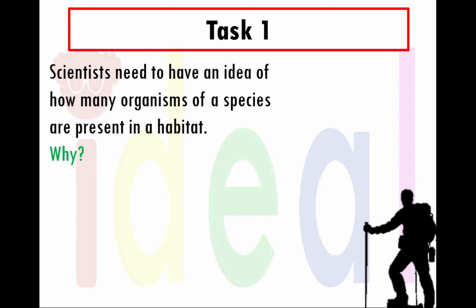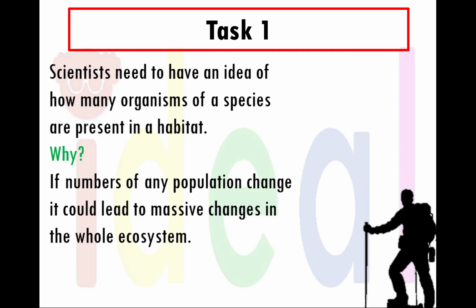Okay, so hopefully you've had a think about that question. Why is it important that scientists have an idea what types of species are in a habitat? It's especially important to know these things in case there are any large population changes, and that could lead to changes in the entire ecosystem.